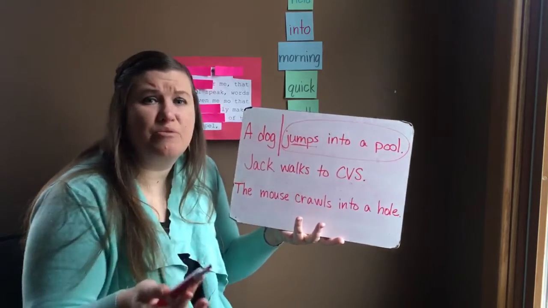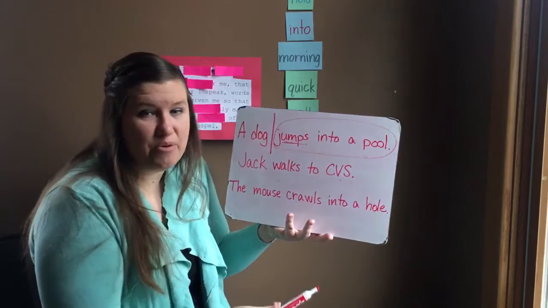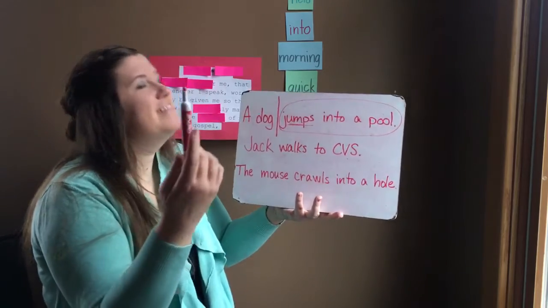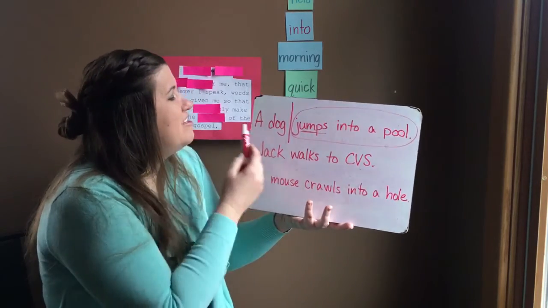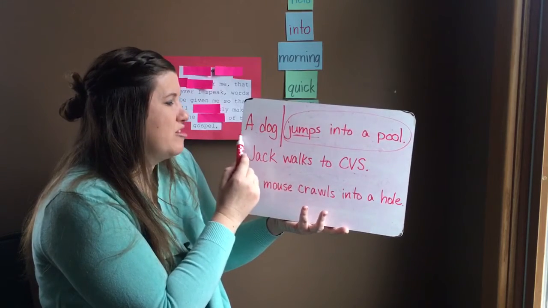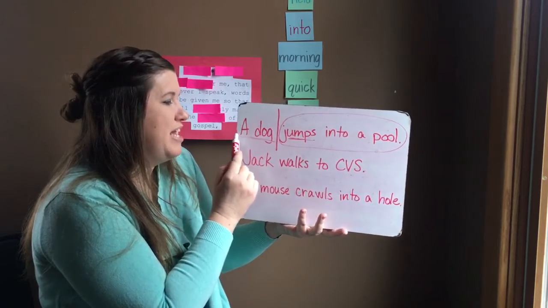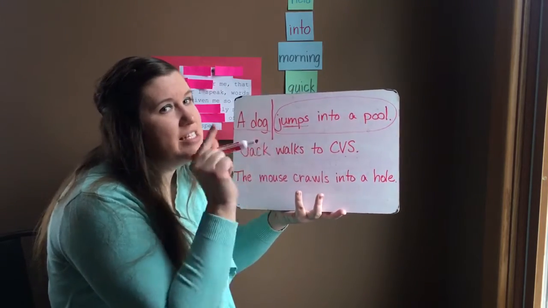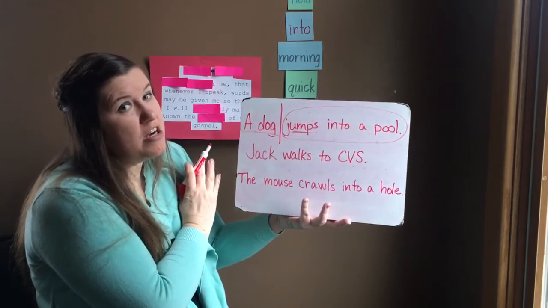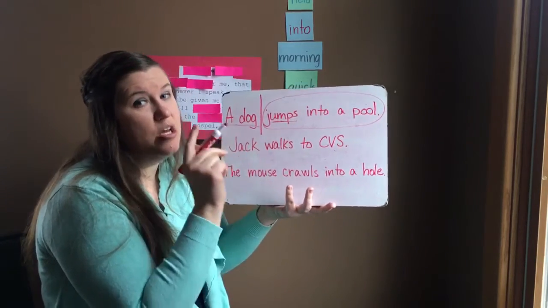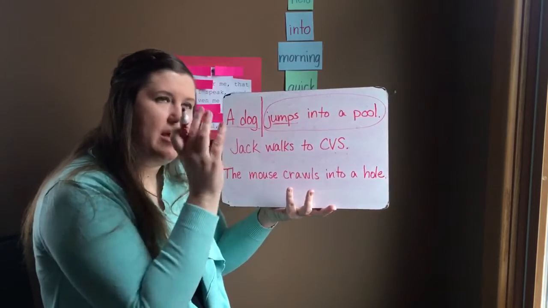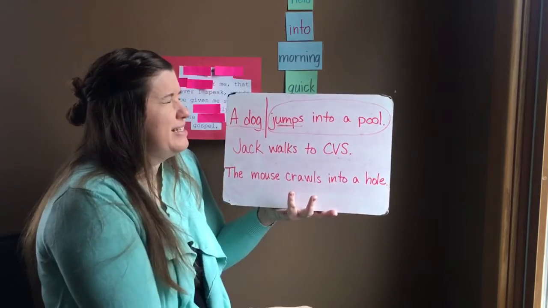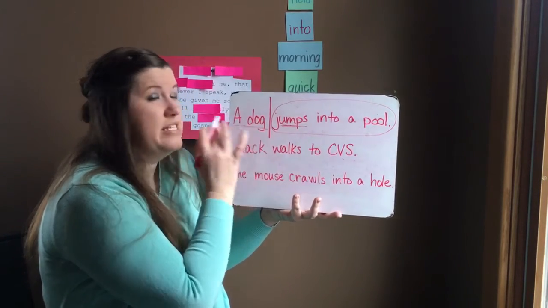Today, though, we're going to focus on who or what jumps into that pool. So, boys and girls, who or what jumps into a pool? A dog. Good. This is our subject part. This is the whole subject part. Now, today we're going to have to find out what is just the subject. Not the whole part, just the subject. That one word that tells us what the subject is. A dog is the subject part.